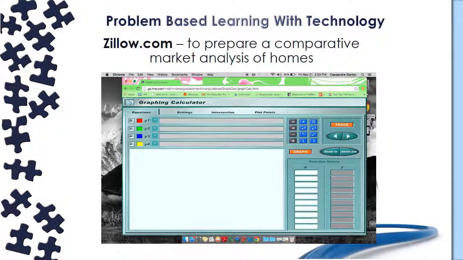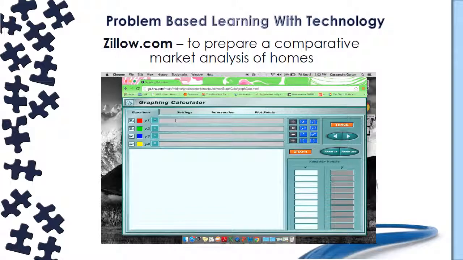So the next thing the students are going to do is create a table and a graph to show the relationship between square footage and cost of the house. The students should note that the square footage is our independent variable and the price of the house is our dependent variable. So students will need prior knowledge of graphing independent and dependent variables in order to do this part of the lesson. So before you even start the Zillow lesson, you can do a quick review of how to graph independent and dependent variables.